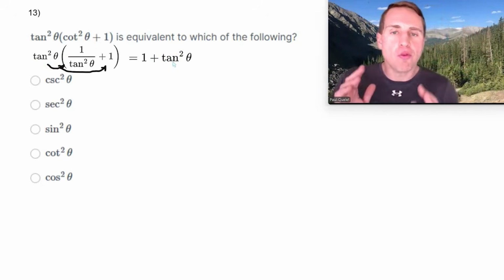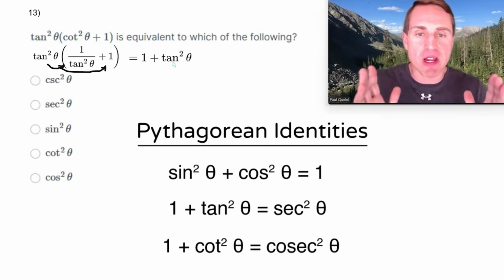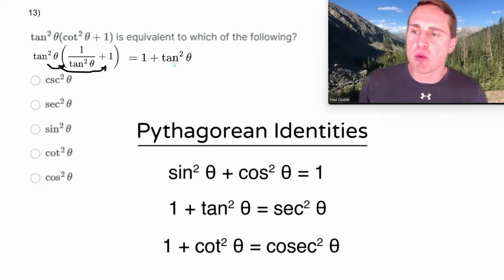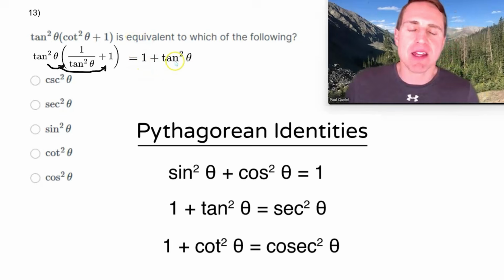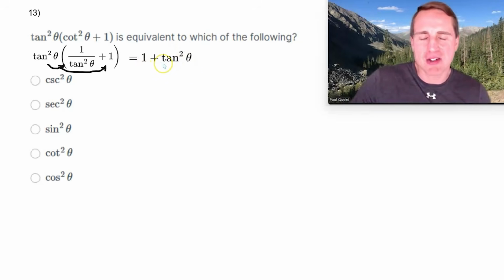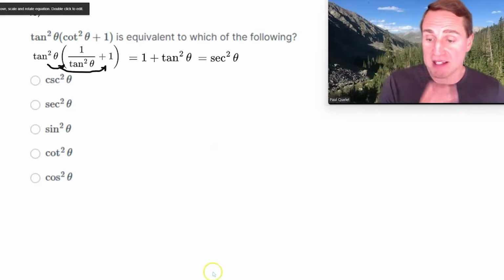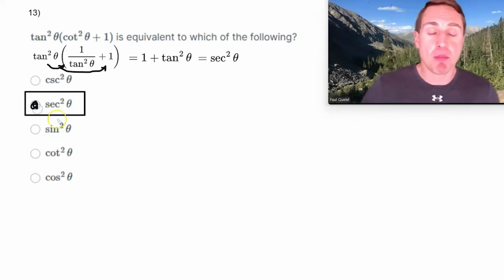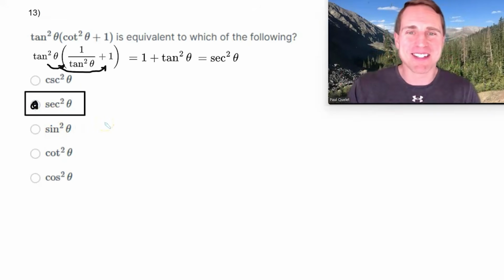But wait a minute, hopefully you recognize that from your Pythagorean identities. In other words, 1 plus tangent squared theta comes from sine squared theta plus cosine squared theta equals 1, but you just divide it through by cosine squared. So you get 1 plus tangent squared is equal to 1 over cosine squared, which is secant squared. So indeed, this is secant squared theta, and that we will put for our correct answer. Hope that makes sense. Let's just move on.